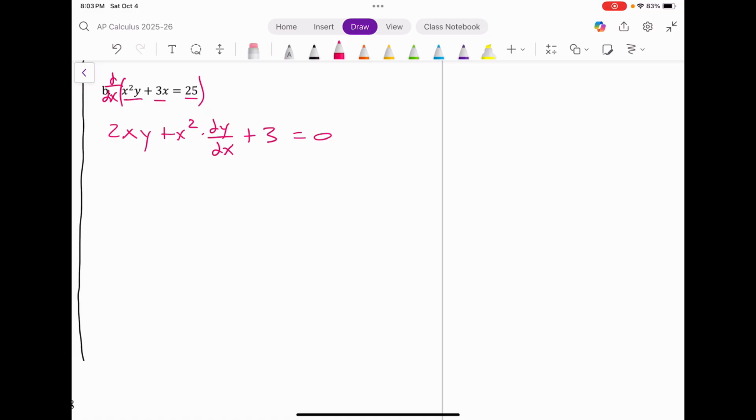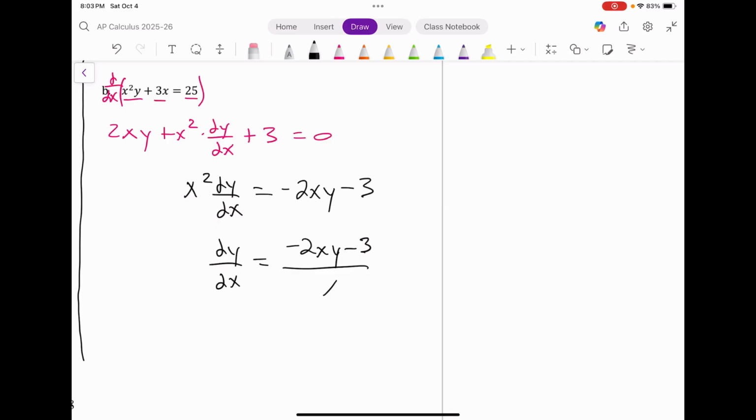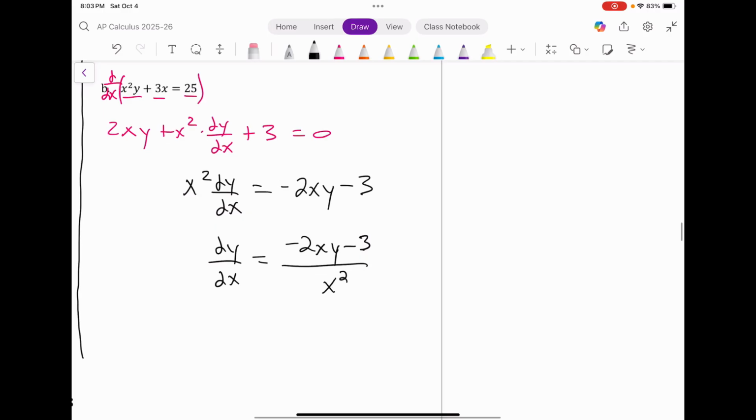All right, so we want to move everything that does not have a dy/dx to the other side. So that's the only term that's going to stay on the left side. So we're going to subtract over the 2xy and the 3. And then the last thing to do is to divide by the x squared. Okay, so that is our derivative.